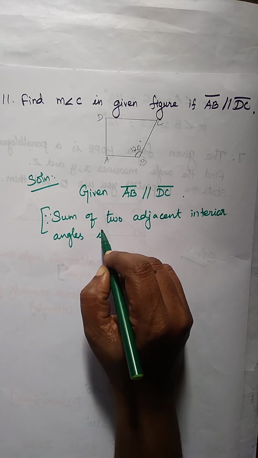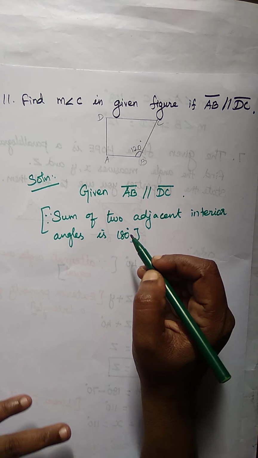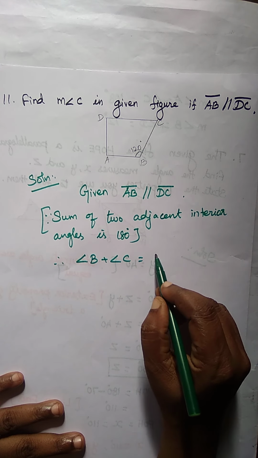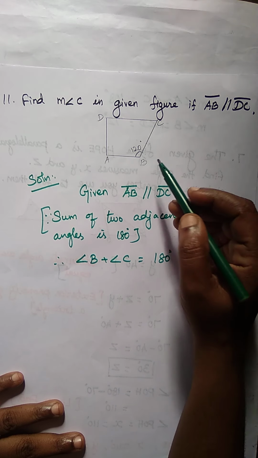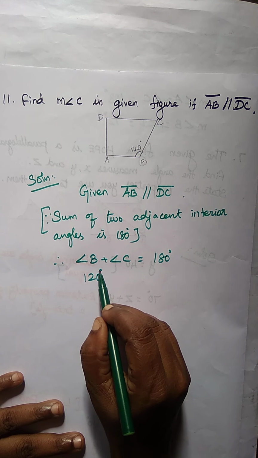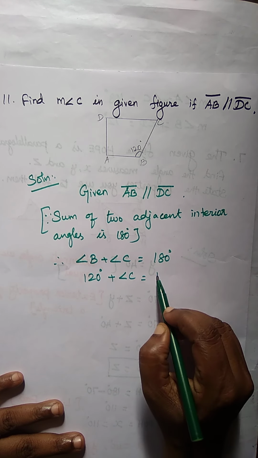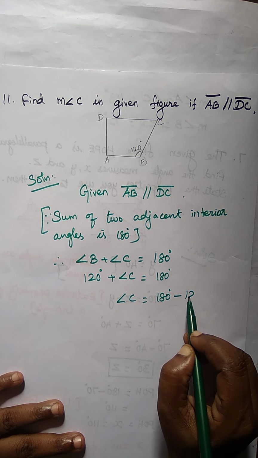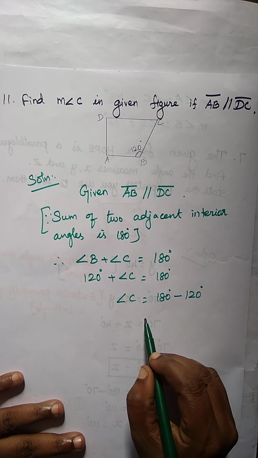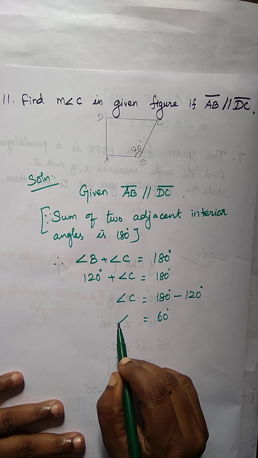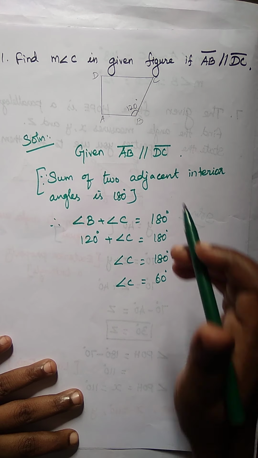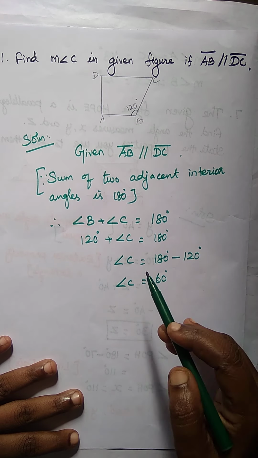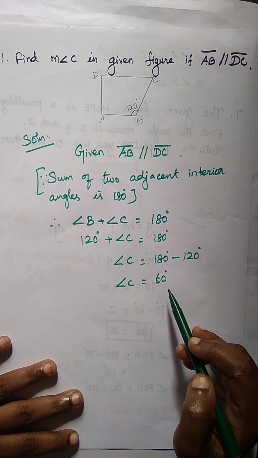Angles sum is 180 degree. Okay, so now write that is therefore angle B plus angle C is equal to 180 degree. We all know the angle B is 120 degree plus angle C is equal to 180 degree. So angle C equal to 180 degree minus 120. This plus comes to the right side, that is minus. So 60 degree. Angle C is equal to 60 degree. That is only what they are asking. Find angle C in the given figure. Okay, so we found this angle C is 60 degree.